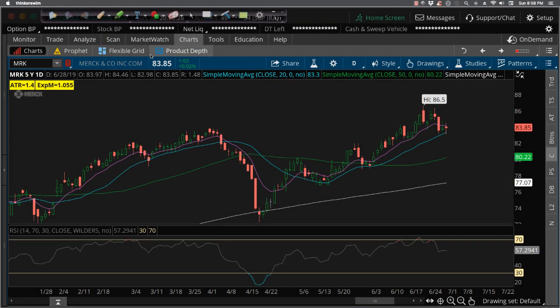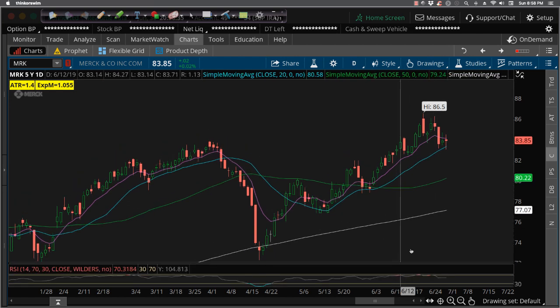Here's a quick trading concept check on the difference between a support zone and a support pivot. I'm looking at a chart of Merck right now, and I just popped this one open because it has a pretty reasonable example of a pullback into a support zone.